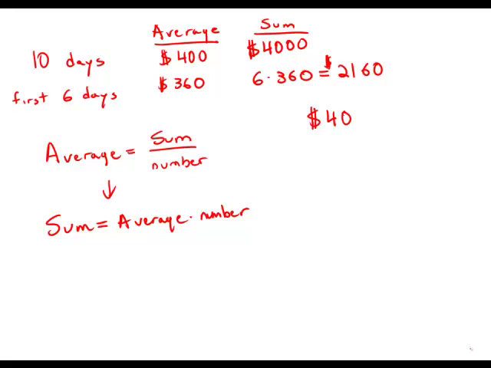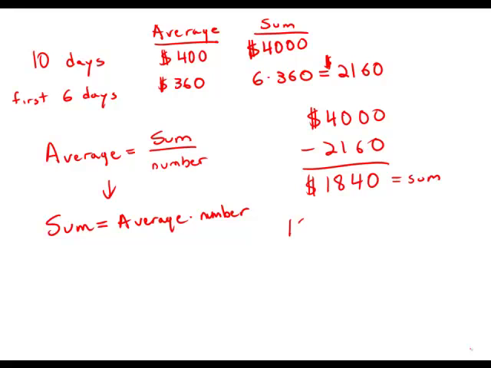We know that if over the 10 days they made $4,000, and the first 6 days they made $2,160, well, then the last 4 days they must have made the difference. So we subtract, and we get 1840. 1840 is the amount they had to make over the last 4 days. That is the sum of the last 4 days.